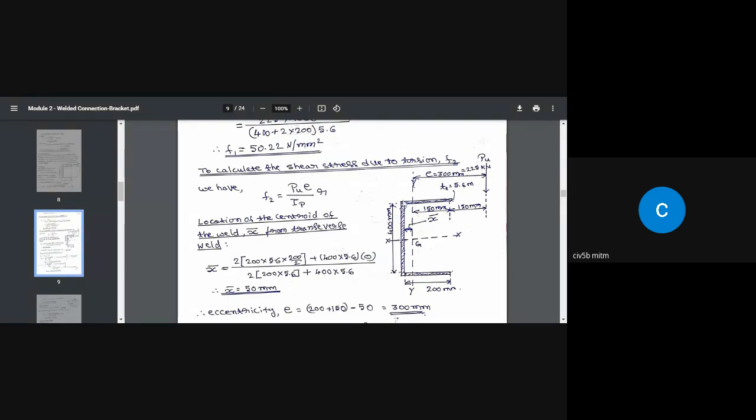So let us consider the moment of this area about this axis, that is given by 200 multiplied by the throat thickness, which is 5.6, multiplied by 200 by 2. That is the location of the centroid of this weld of 200 millimeter length, located at a distance of 200 by 2, that is 100 millimeter from the vertical axis. So that's why I have written 200 by 2. We have two such welds, one at the top and the other at the bottom. So that's why I multiplied the value by 2.